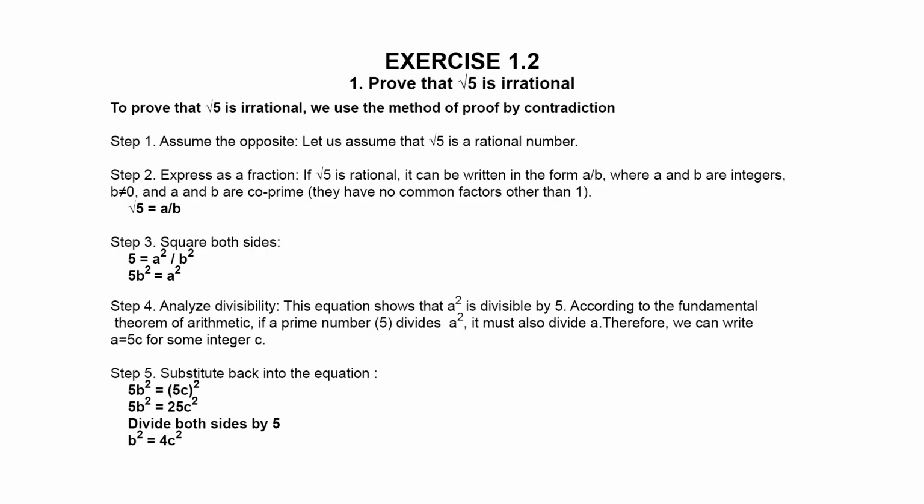Step 4. Analyze divisibility. This equation shows that a² is divisible by 5. According to the fundamental theorem of arithmetic, if a prime number, 5, divides a², it must also divide a. Therefore, we can write a = 5c for some integer c. Step 5. Substitute back into the equation. 5b² = (5c)². 5b² = 25c². Divide both sides by 5. b² = 5c².